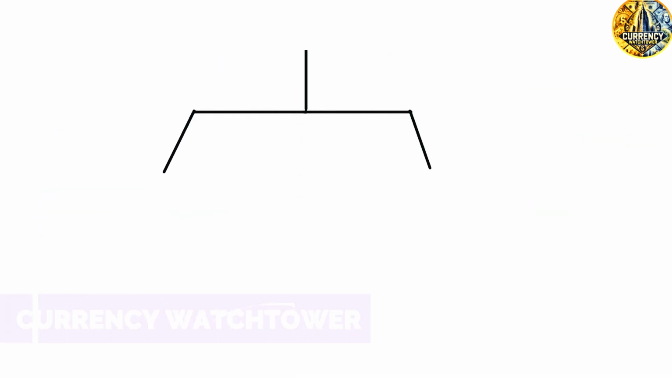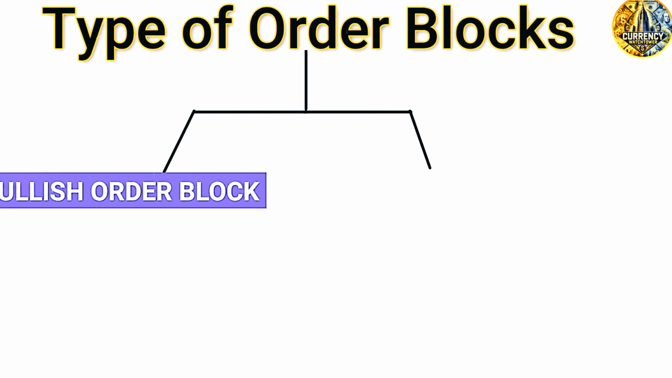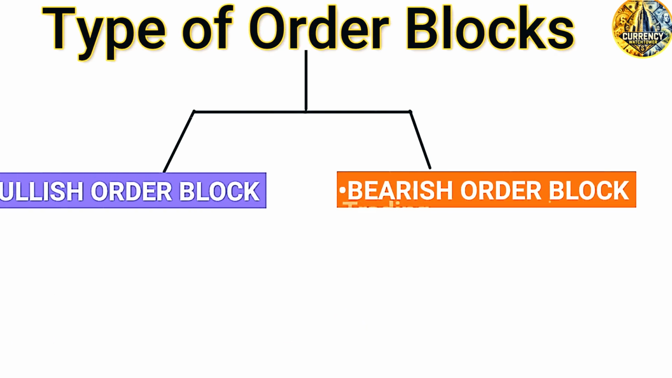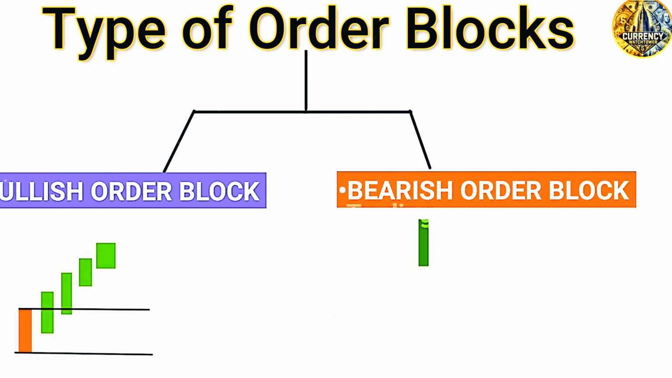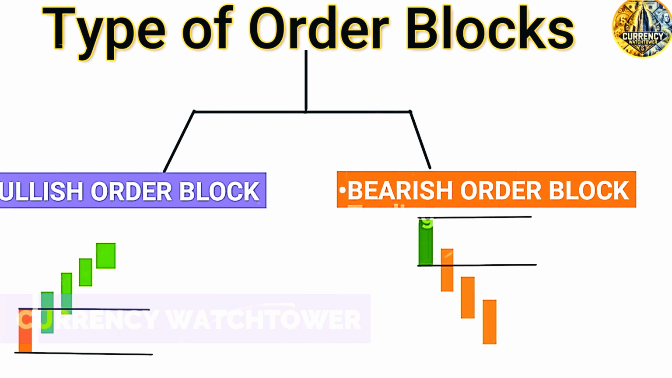Friends, order blocks are mainly of two types. 1. Bullish order block. 2. Bearish order block. We call the bullish order block the one from which the market moves upward, and we call the bearish order block the one from which the market moves downward. Let us now understand this exactly.